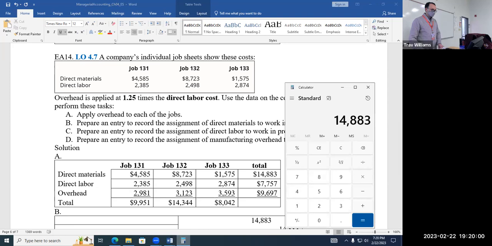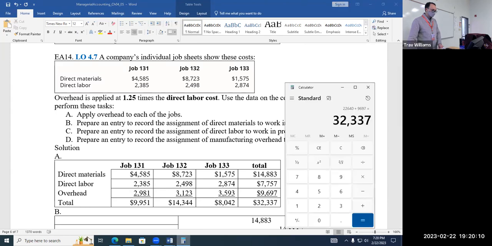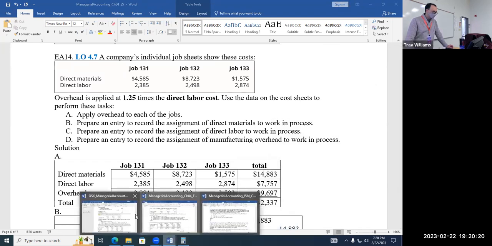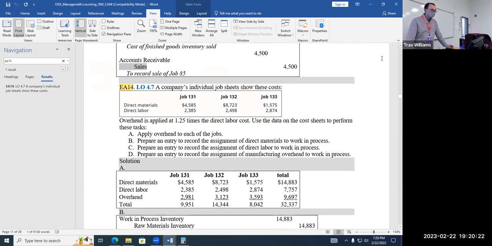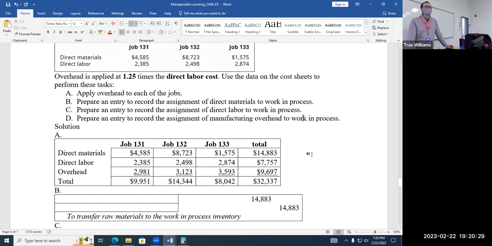Okay, so if I add the last column, 32,337. We add the bottom row horizontally here. I also get 32,337, so that looks right. And it matches this as well. Okay, so those are our totals. Any questions there?